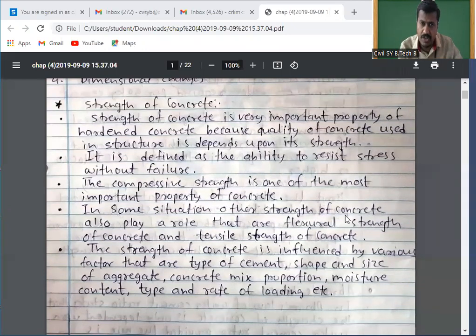What is the range of the unit weight of the concrete? Can you define any range? Do you have any knowledge about this? 25 kilonewton. What will be the range of that concrete?